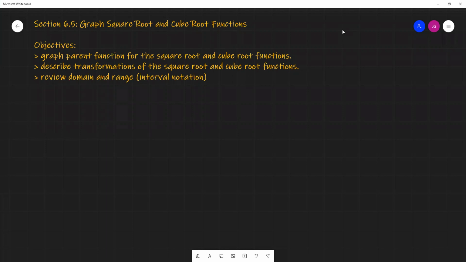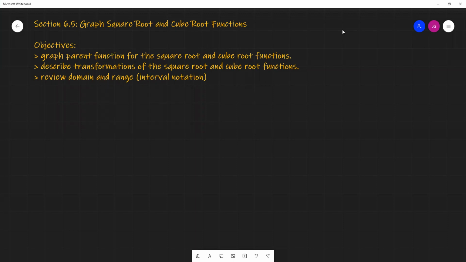So our objectives are to graph the parent functions for the square root and cube root functions, describe transformations of the square root and cube root functions, and then review domain and range, specifically interval notation, because now that we're in Algebra 2, that's the notation we need to be using. You'll be using that notation a lot in whichever math class you end up going to after this, right?